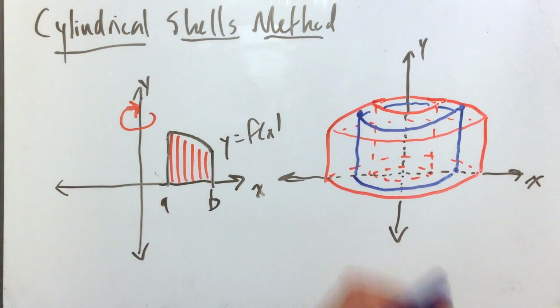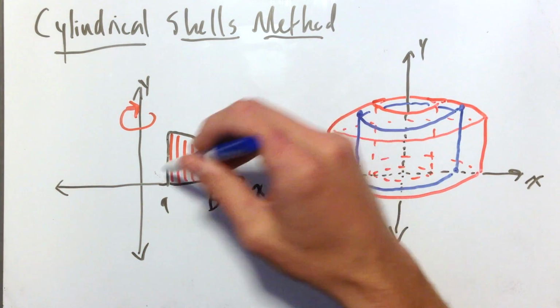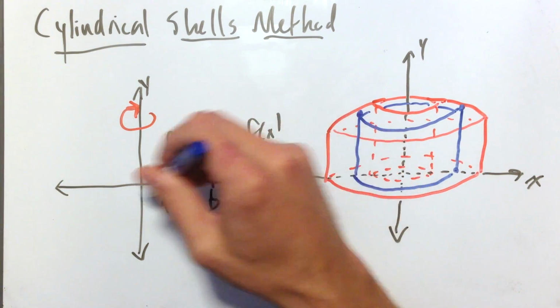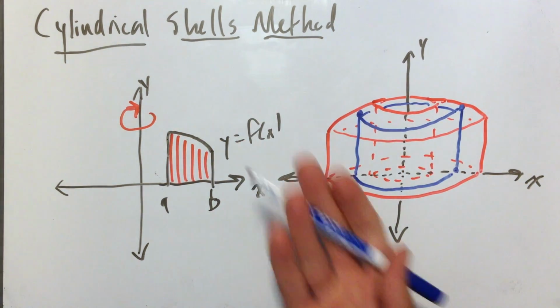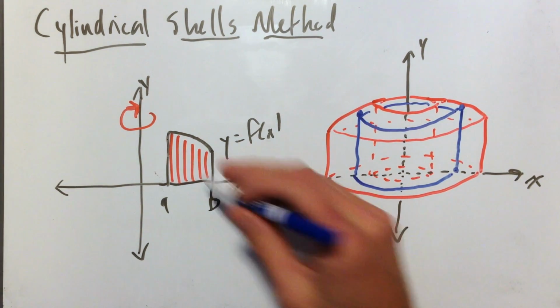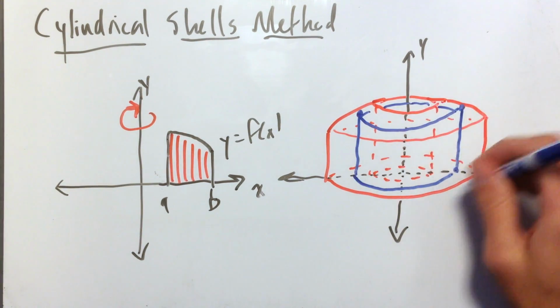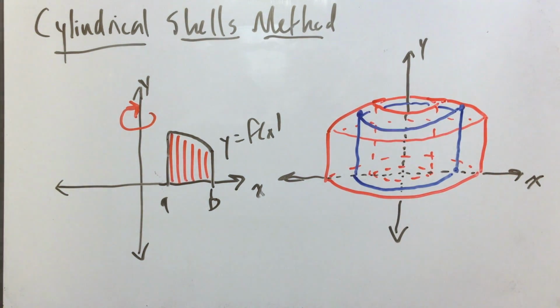So we've got a region in the plane that's bounded by a function f of x between the values of x, a and b, above the x-axis, and we're going to rotate it around the y-axis this time. And so this red region, we rotate around the y-axis, the vertical axis, and we get this red shape here, sort of this bundt cake shaped thing. Great.